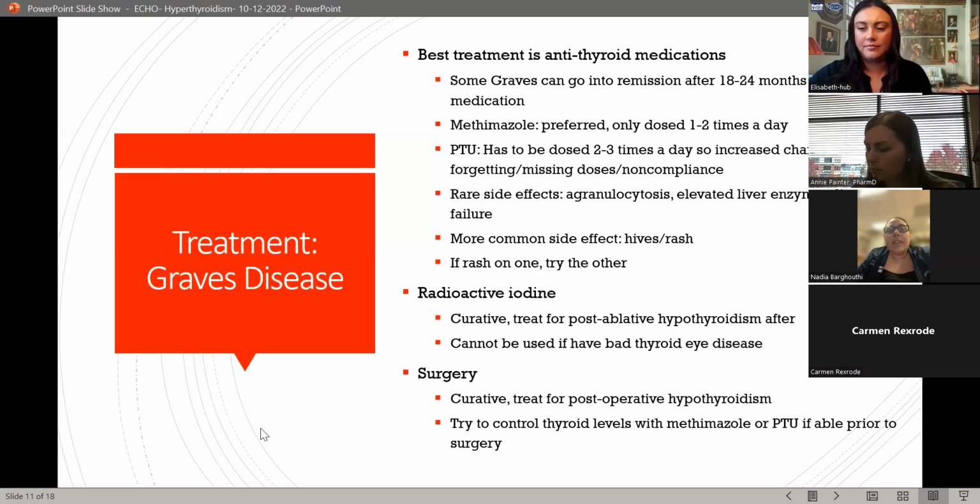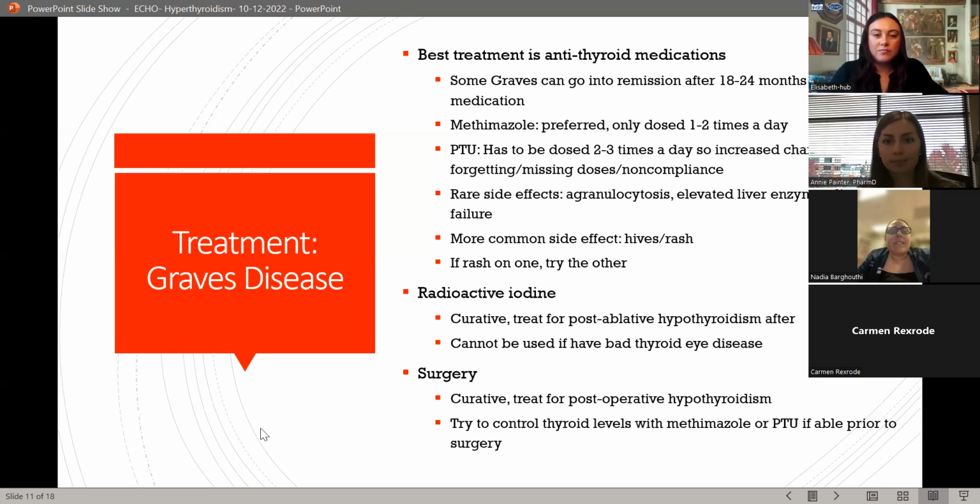If they don't tolerate methimazole, or if they want a curative treatment for whatever reason, another option is radioactive iodine, which is curative. Because Graves' disease is overproducing in the whole gland, it'll burn out the whole gland, and then they'll be hypothyroid forever. And then you treat them for hypothyroidism with levothyroxine.